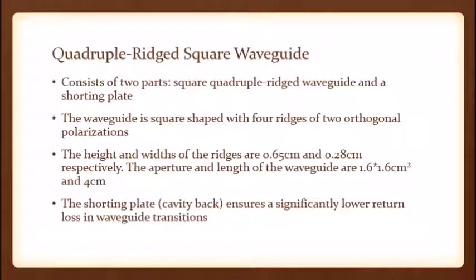As well, there's a shorting plate, which is the cavity back, and this ensures a significantly lower loss in waveguide transitions. As mentioned earlier, these exponential horns need less loss. That is their entire goal, so that they can work over long distances and also return almost exactly what was being sent out. And this is what helps with that, the cavity back. That way, you receive almost identically what was being sent out.